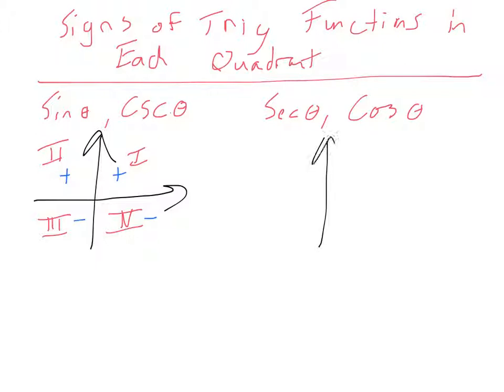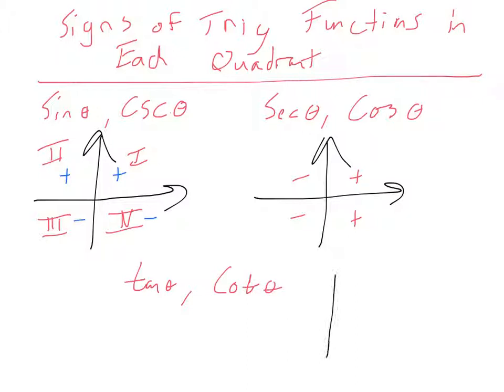Let's make the same type of chart. They're both based on the x-coordinates. The x-coordinate is positive, negative, negative, positive, right? And then lastly, for tangent theta and cotangent theta, make a chart for them.